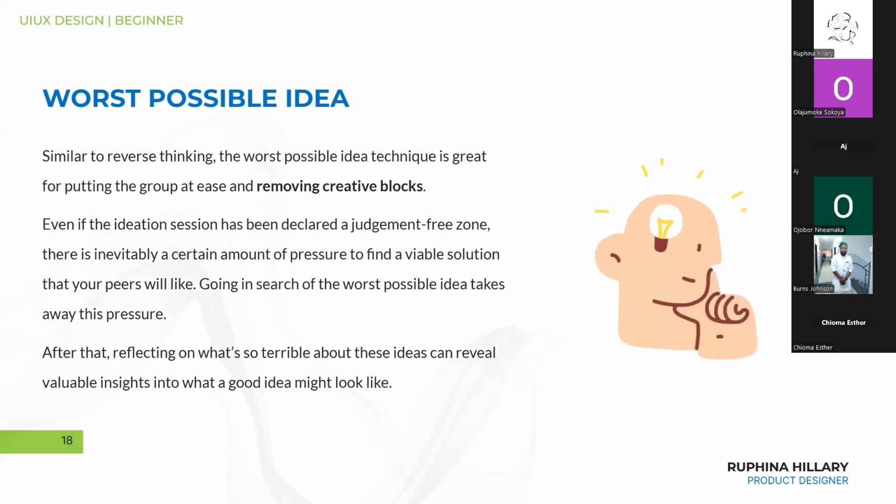Another one is the worst possible idea. This one is very similar to the reverse thinking idea. In this worst possible idea, you just throw the question out there. You have a problem you're trying to solve. What's the worst possible idea? What's the worst possible way to solve this problem?